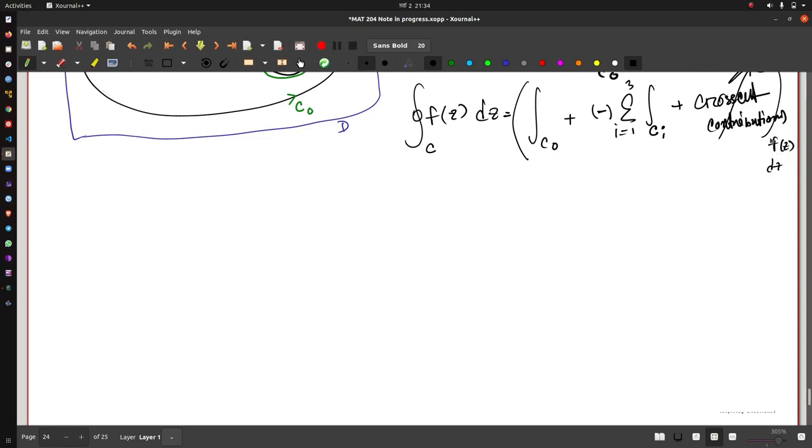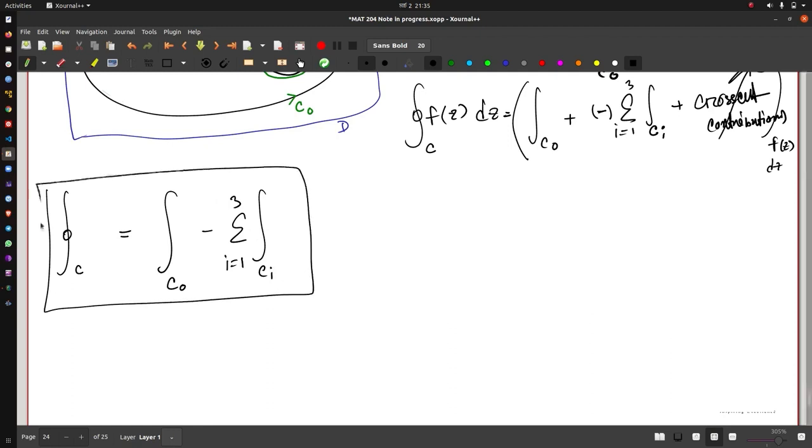Okay. Now, if we ignore all these f's and dz's and so on, we see that the total contour integral is nothing but the contour denoted by C0 plus, sorry, it should be a minus because there is a minus over here. So minus the sum over i equals 1 to 3. Obviously we can take more holes. Let's say if you take n holes instead of 3, there will be an n. Okay, and yeah, so this is the thing that we can see over here.